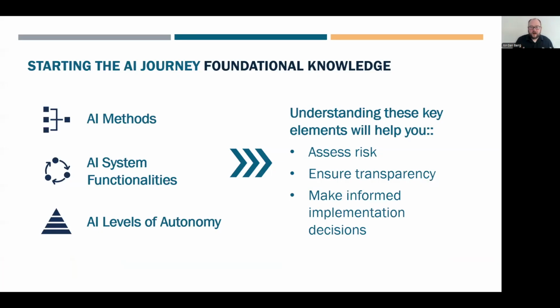As we navigate our healthcare artificial intelligence journey, it's essential for us to understand some of the fundamentals of artificial intelligence and how it relates to healthcare. We need to think about the methods, the system functions, and the levels of autonomy these systems use. These are key concepts to assessing risk, ensuring transparency, and making informed implementation decisions in our healthcare settings. To effectively evaluate and integrate artificial intelligence into our clinical workflows, we need to understand key types of AI systems, how they function, and what level of autonomy they use in their decision making.